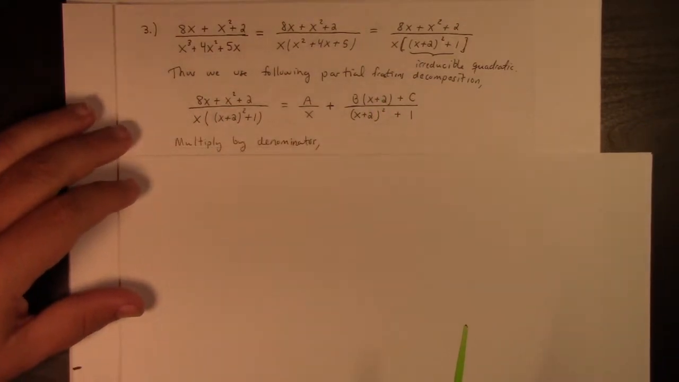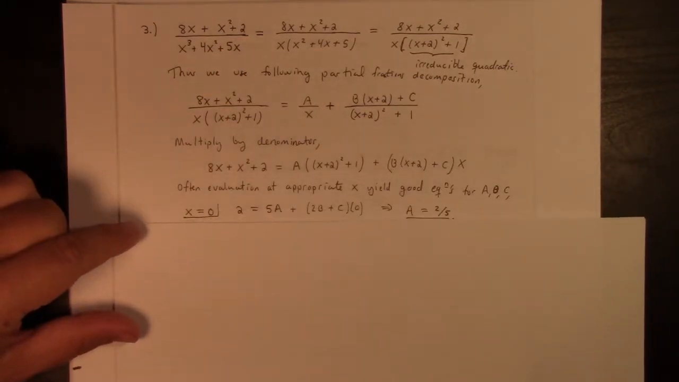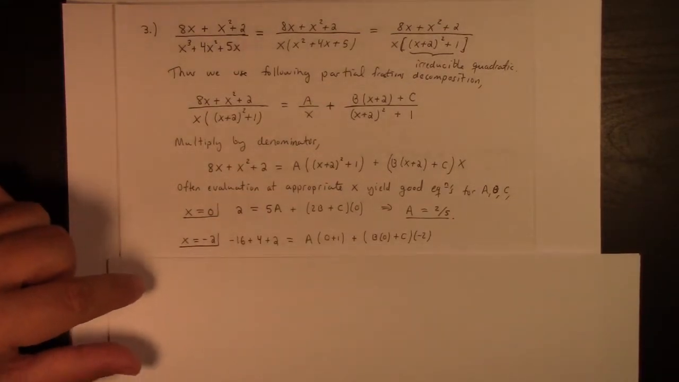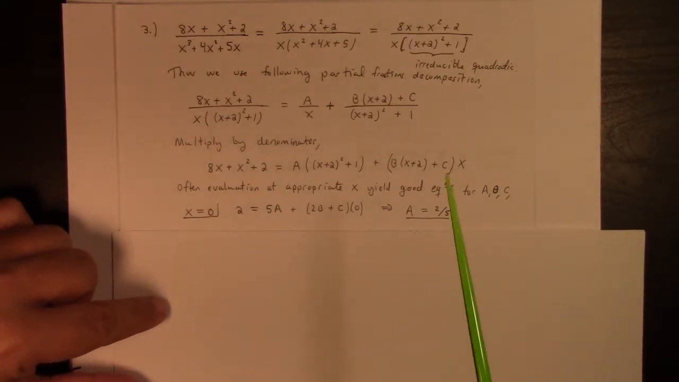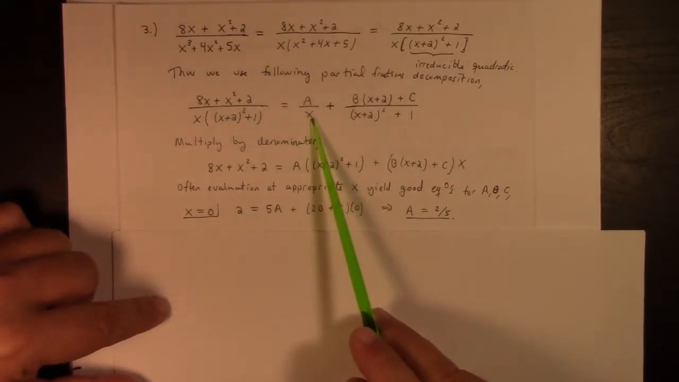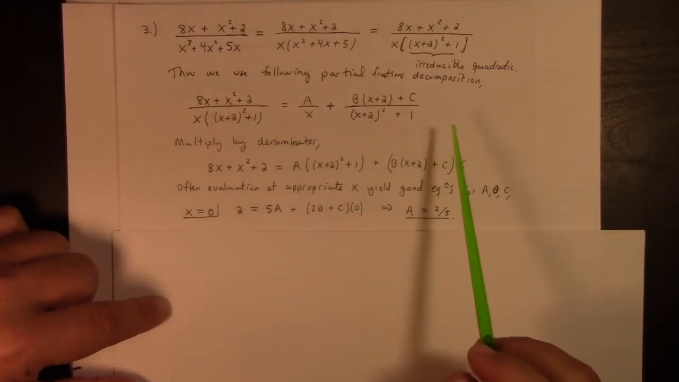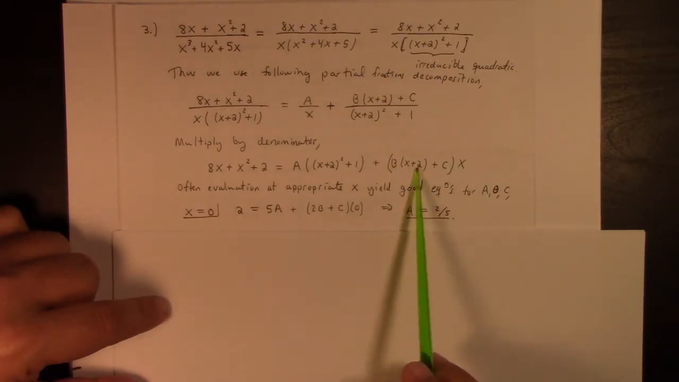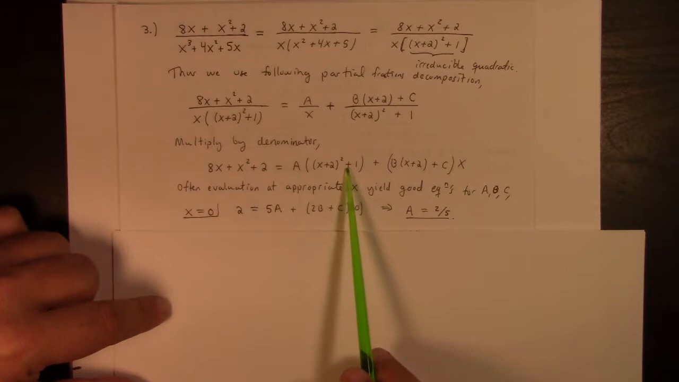So let's go through it. Multiply by the denominator, and then evaluation at appropriate x will yield good equations. I've found for a problem like this, if I evaluate at 0, because I've got an x here like that, plugging in 0 makes this term essentially go away, right? Plugging in 0 zeros out that, and it just leaves me A times whatever that works out to when I plug in 0, which is 5.